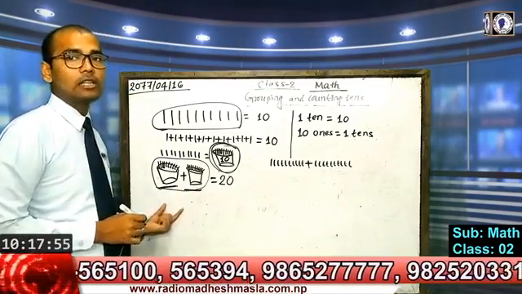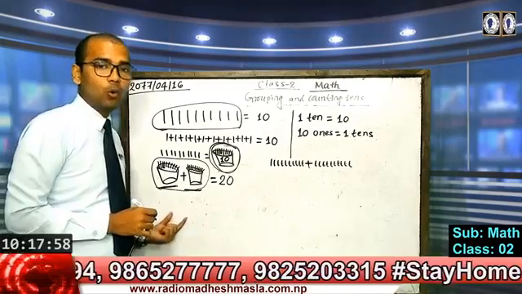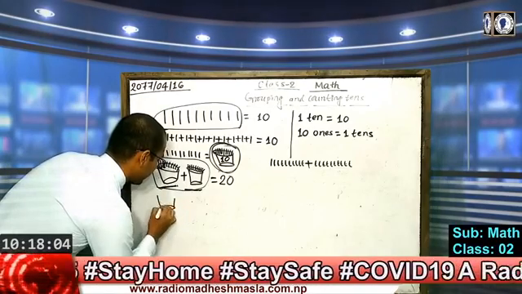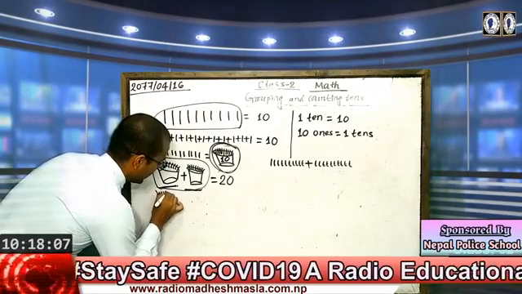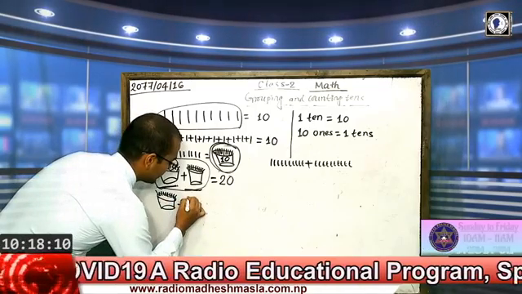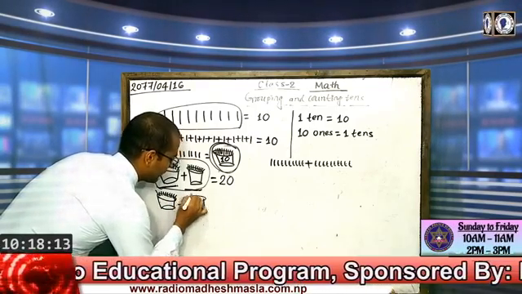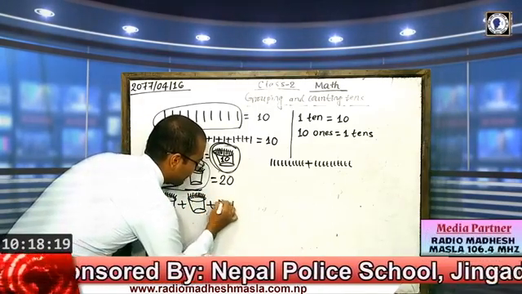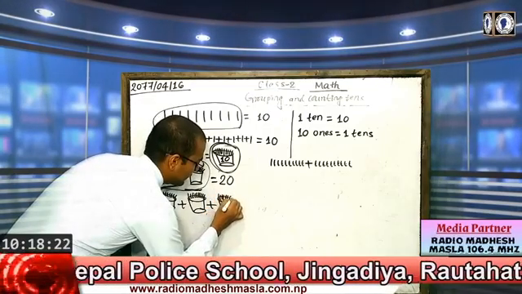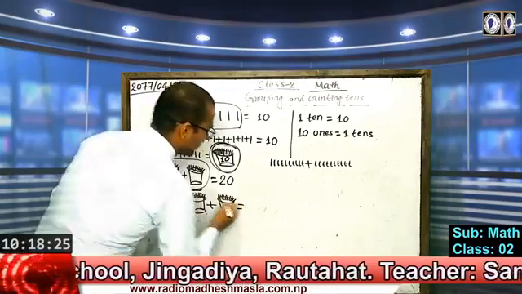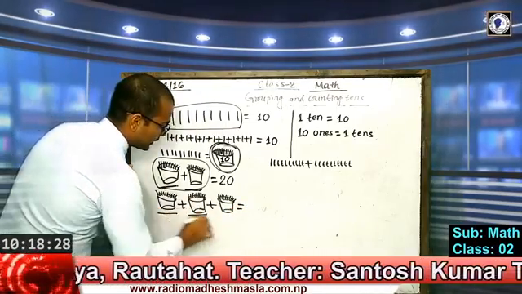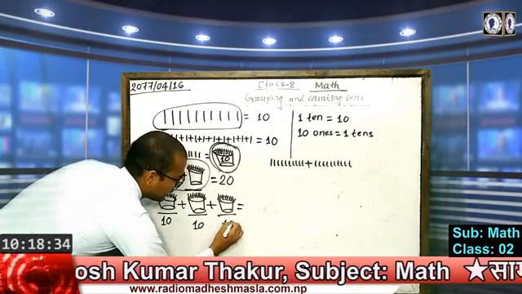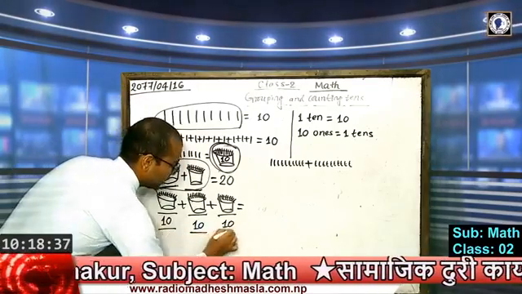In the same way, 3 tens form what? 30. 4 tens form what? 40. Similarly here, 1, 2, 3, 4, 5, 6, 7, 8, 9, 10 plus 1, 2, 3, 4, 5, 6, 7, 8, 9, 10 plus 1, 2, 3, 4, 5, 6, 7, 8, 9, 10 is equal to, how many tens are there? 1 ten, 2 tens, 3 tens. So how many tens are there? 1, 2, 3. 3 tens.